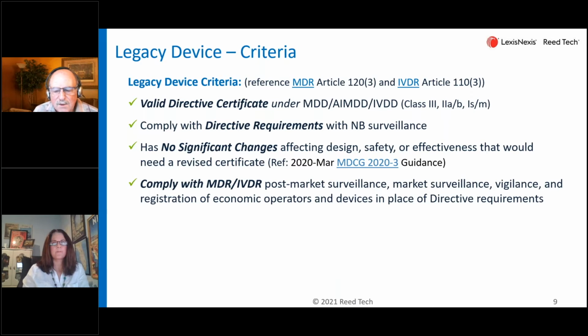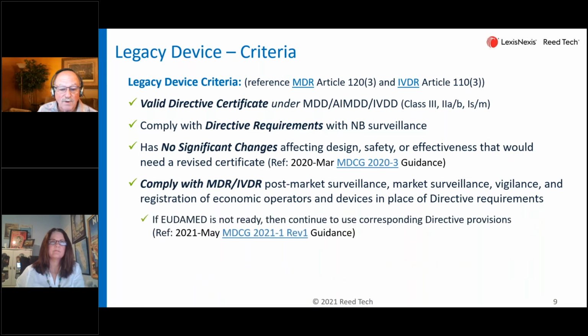And then there's this fourth criteria, which is very interesting. During this transition period for your legacy device, there are some requirements that you need to follow that are defined in the MDR or IVDR. So those modules and procedures that relate to post-market surveillance, market surveillance, vigilance, and registration of economic operators and devices must be followed in place of the directive requirements. So it's kind of a little bit of a hybrid. You know, you're really putting the product out with a directive certificate, but yet you're adhering to some of the guidelines in the MDR.